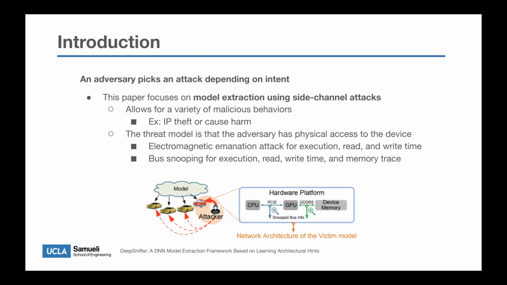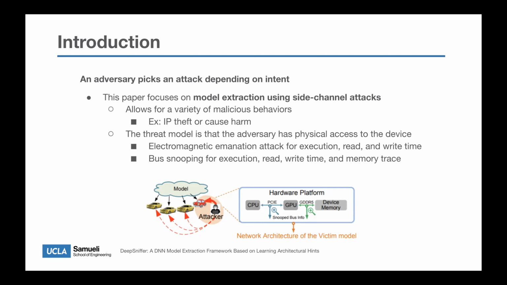They use two types of side channel attacks to gain access. One of them is electromagnetic emanation. They just read the electromagnetic signals whenever an execution, read, or write is being performed. Another attack is more software-based, which is bus snooping. Here they can read the PCIe transactions. For example, if this is the GPU, they can read the PCIe transactions, whether a read or write request is being issued, and they can also read the memory trace.